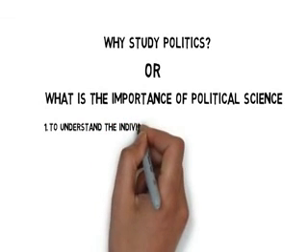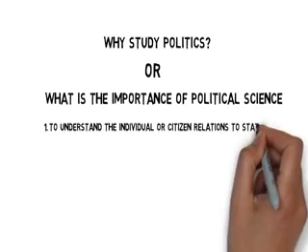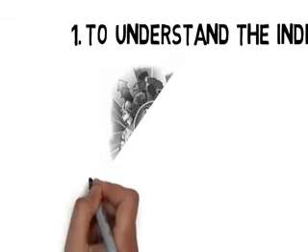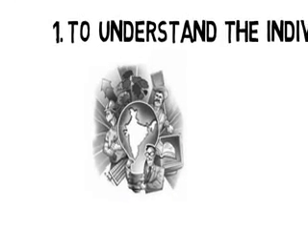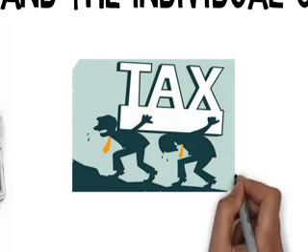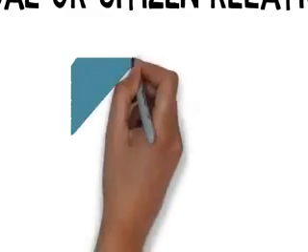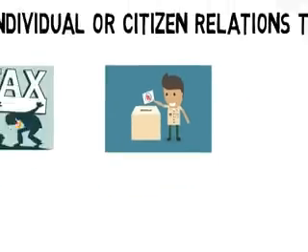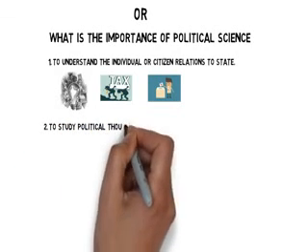The first point clearly talks about why we need to study political science. It's only because to understand the individual or citizen's relations with the state. The very important part of this is that citizens are a very important component of the state. They are the ones who contribute to the society and the state by paying taxes or by directly participating in the form of elections.